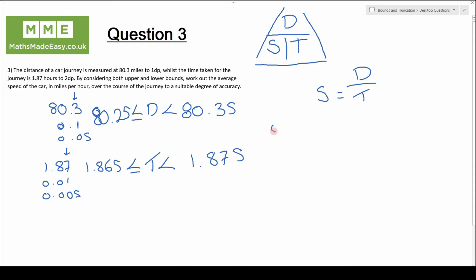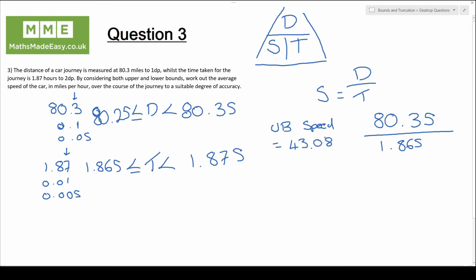So let's have a go at upper bound for speed. So that would be the largest distance, which would be 80.35, and the smallest time, which would be 1.865 hours. Putting that into our calculator, we get an answer of 43.08.